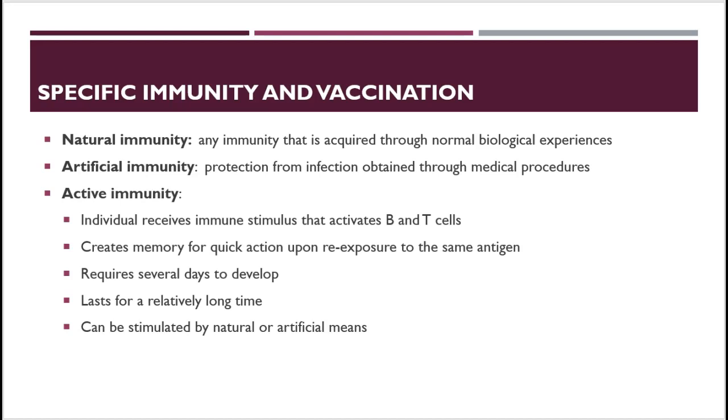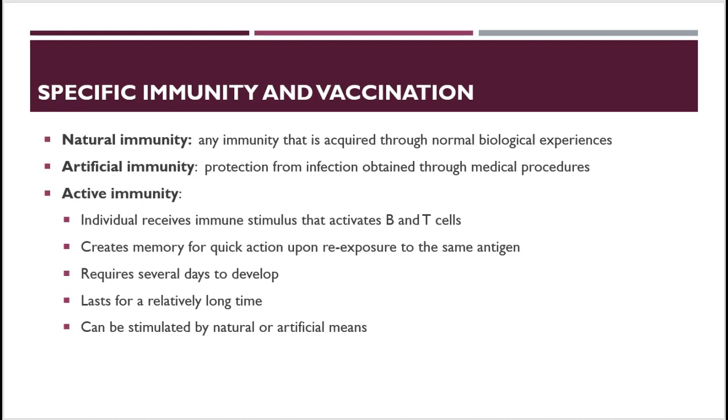So there are a number of different immune states depending on how the immunity was acquired. There is the natural immunity state, and this form of immunity was acquired through normal biological experiences. Typically natural immunity is immunity that occurs because of an active infection. Then we have artificial immunity, which is protection from infection that was obtained through a medical procedure. So we would say that vaccination and immunization falls into this category. It's artificial.